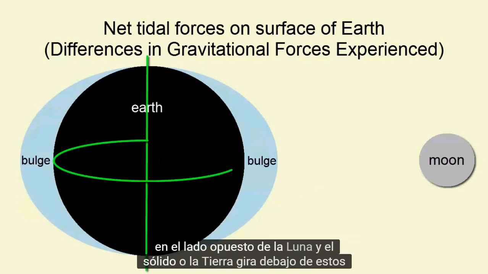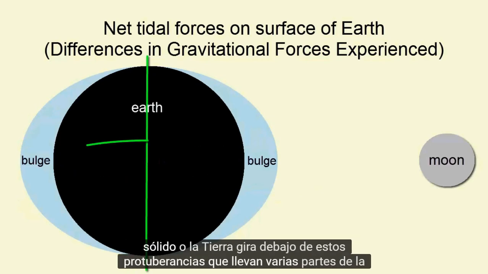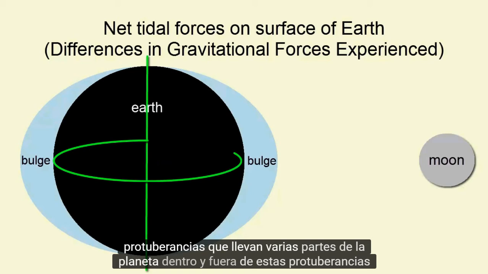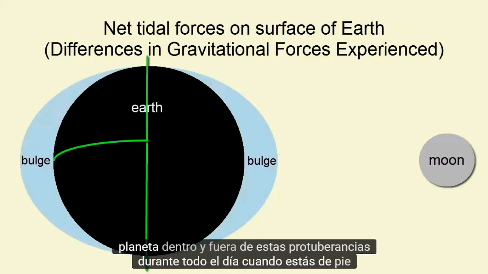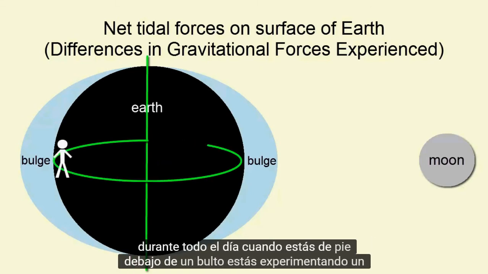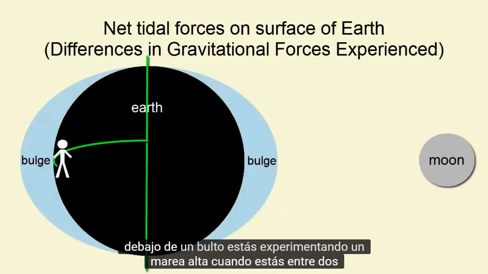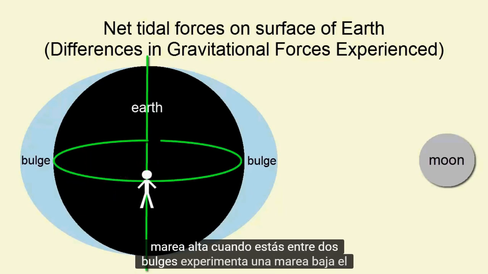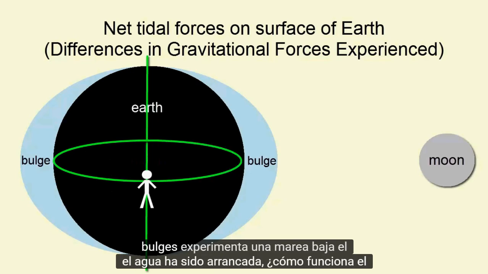And the solid Earth rotates under these bulges, carrying various parts of the planet into and out of these bulges throughout the day. When you're standing under a bulge, you are experiencing a high tide. When you are between two bulges, you experience a low tide. The water has been pulled away.